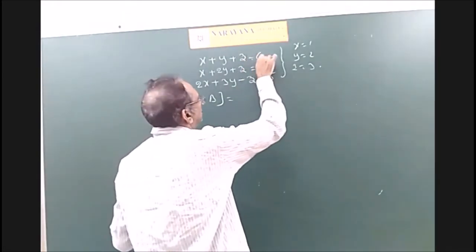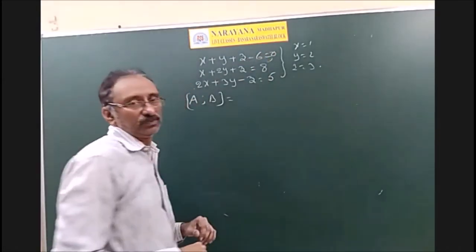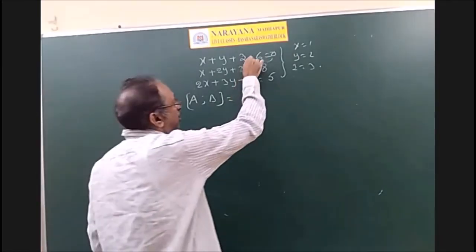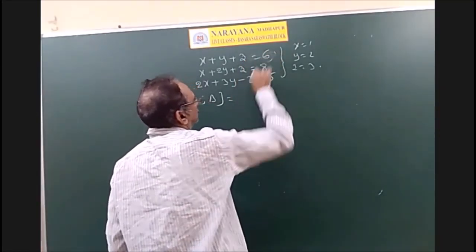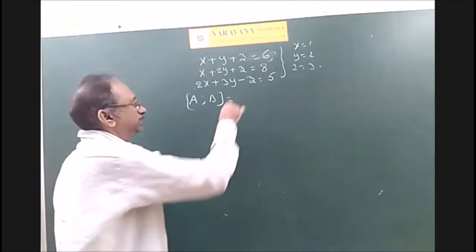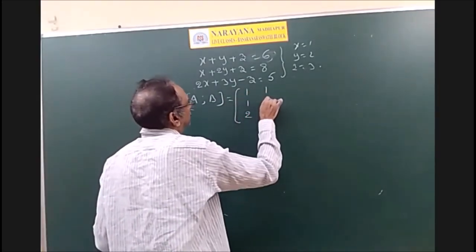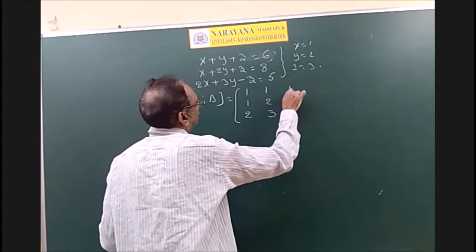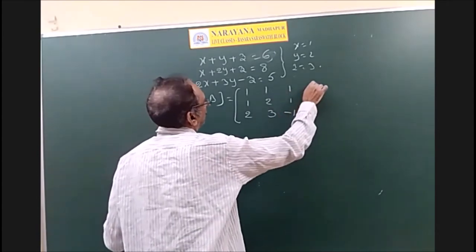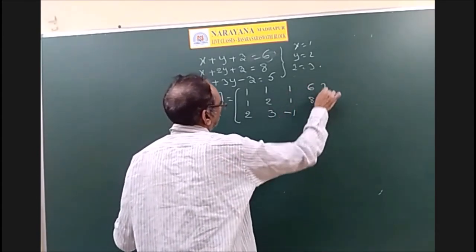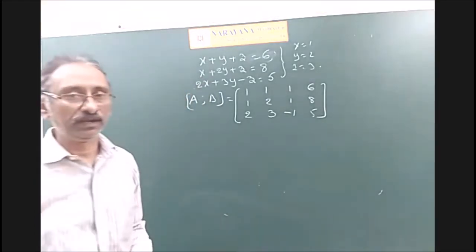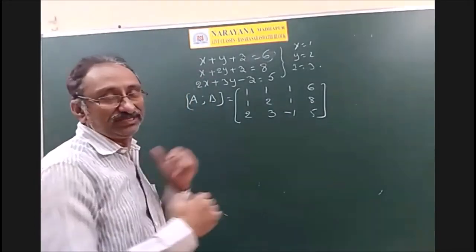Suppose the equation is like this. First you write all the constants on the right hand side, is equal to 6. Then only write the augmented matrix. First column 1, 1, 2. This is 1, 2, 3. This is 1, 1, minus 1. This is 6, 8, 5. And now I am going to convert this into echelon form.